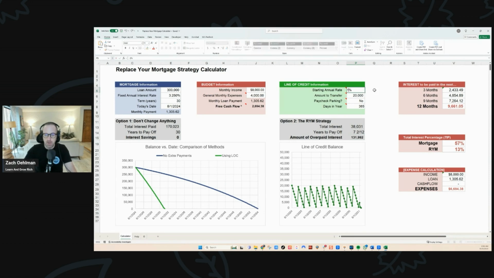Now they're using 10 and they're using 20% sometimes in these examples. We're going to use 10%. So at a 10% line of credit rate, you're saving $128,648. At least that's what they're presenting to you.